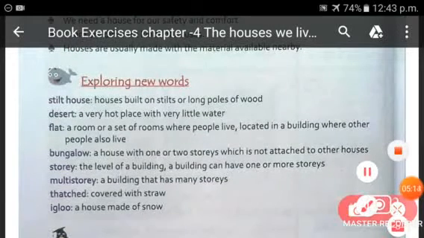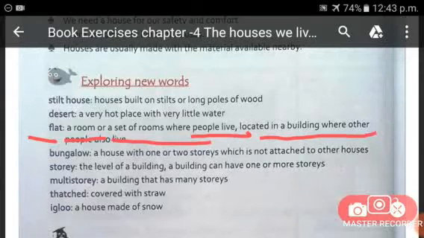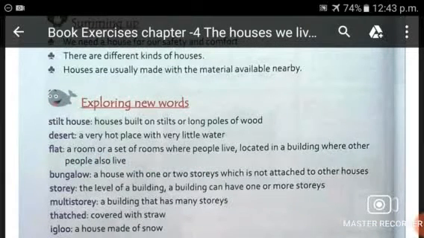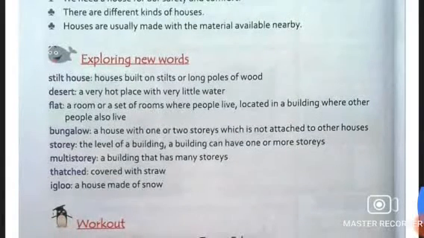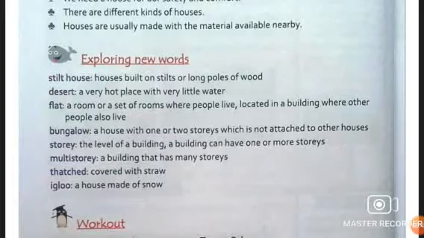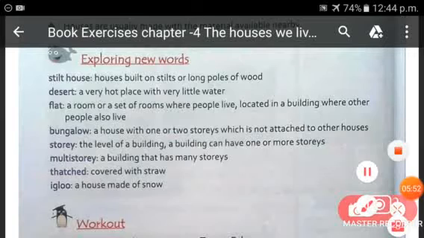Now the next one is flat. So what is a flat, students? A flat is a room or a set of rooms where people live, located in a building where other people also live. There are so many flats in a multi-story building, as I told you in a previous class. A multi-story building is a bunch of flats attached to each other, in levels.